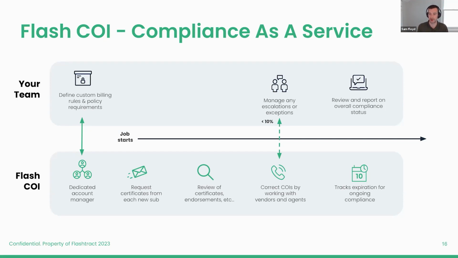And then after those are verified and uploaded, we would track the expiration dates and ongoing compliance, at which point your team could review and report on the overall compliance status of all your subcontractors across every project inside Flashtrack. So you'd have access to all the documents and all the compliance status. You could see that and check on a vendor, a project, or a contract basis. And we'll show what that looks like at the end.